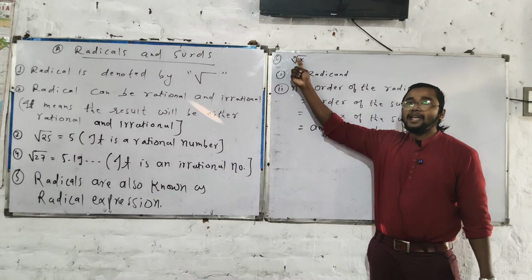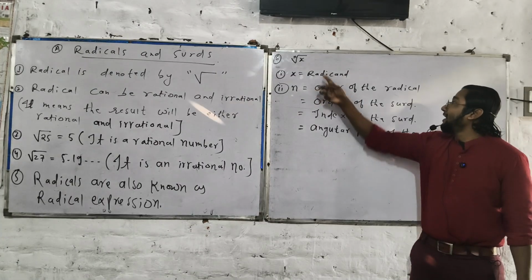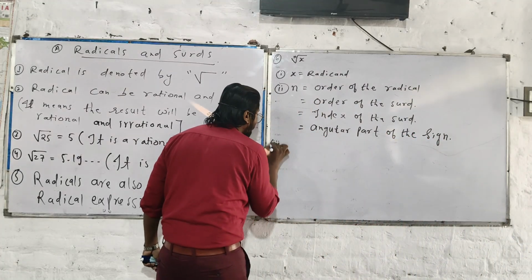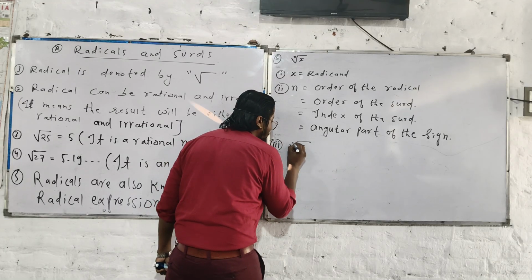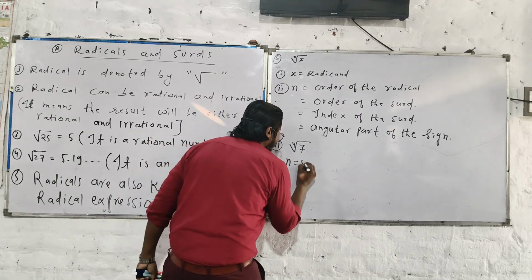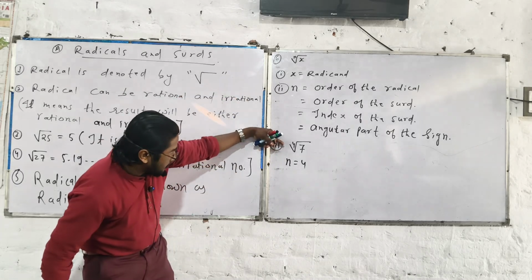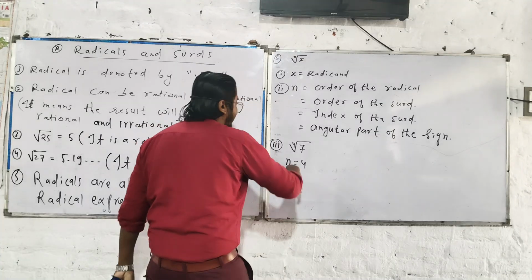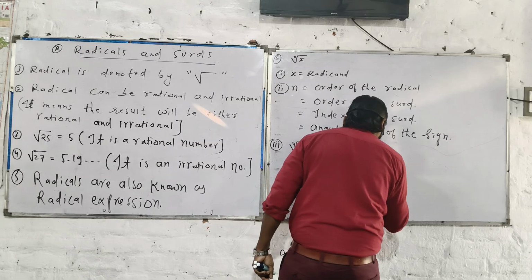For example, the value of n is equal to 4. I put the 4 here, then you will write the index equal to 4. For example, the fourth root of 7. Here I can say that n equals 4, because in the place of n, I put 4. So I can say 4 is called the index of the surd.